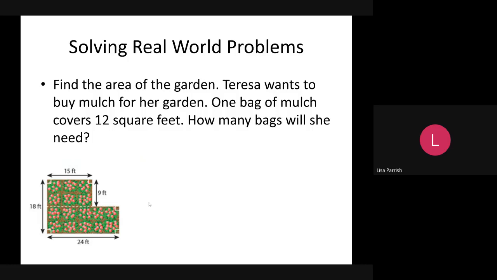All right. We want to find the area of the garden. Teresa wants to buy mulch for her garden. One bag of mulch covers 12 square feet. How many bags will she need? So this is almost like one of those multi-step problems we did on Monday. Okay. So draw that garden. That should be fairly easy to draw.